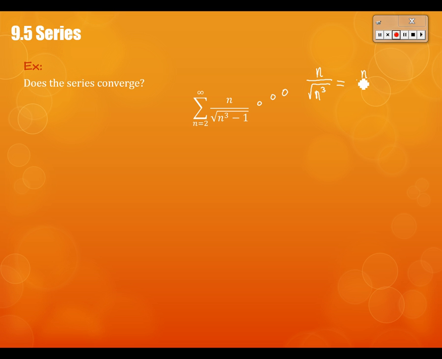Yeah, so this is n over n to the 3 over 2. Okay, but that's still not a p-series, though, right? That's progress, though. n to the first over n to the 3 halves. Subtract exponents, and what do we get? n to the negative half, which is 1 over n to the 1/2.